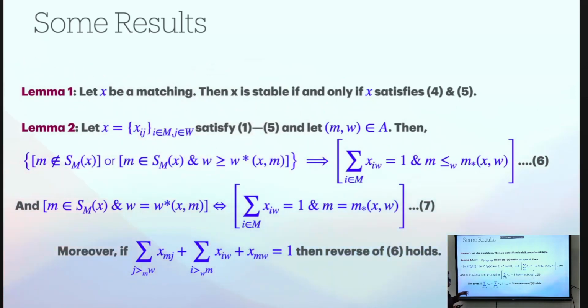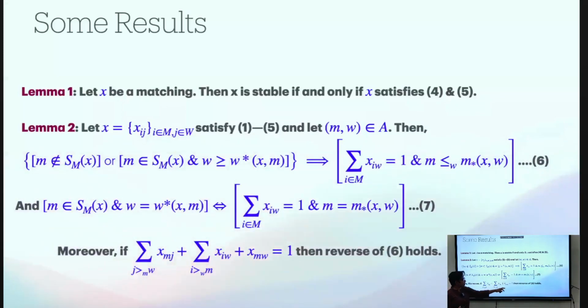So from the point of view of 0, 1 values, SMX basically says M is matched or unmatched. If M is part of this SMX set, it means there is at least one non-zero value in the row corresponding to M, and that non-zero value has to be 1 and nothing else can be more than 0. So this is what this is. The man M is integrally matched to somebody.